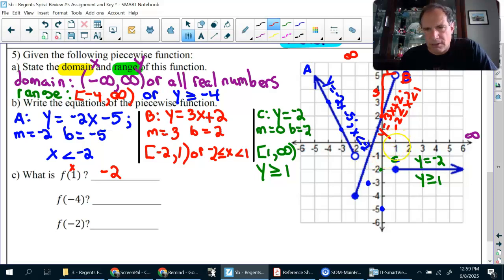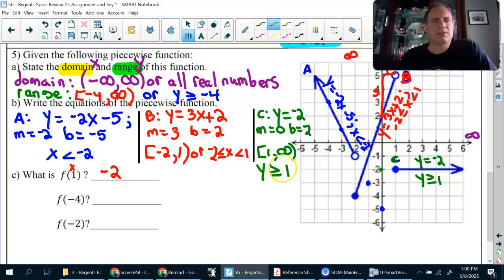Right? When x is 1, the y is -2. You don't go up to this one because 1 is not included in that line. It's an open circle. So when x is 1, the equation that would work according to the domain is only this one. Notice this is line C. Its y is greater than or equal to 1.